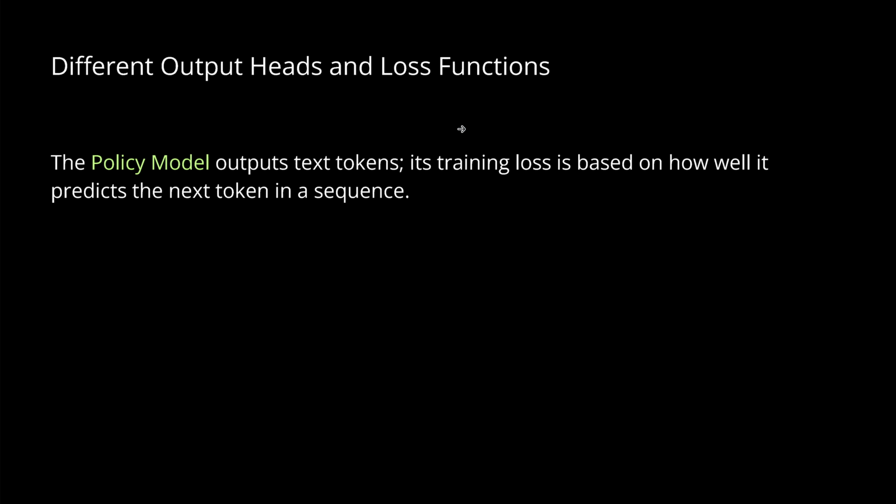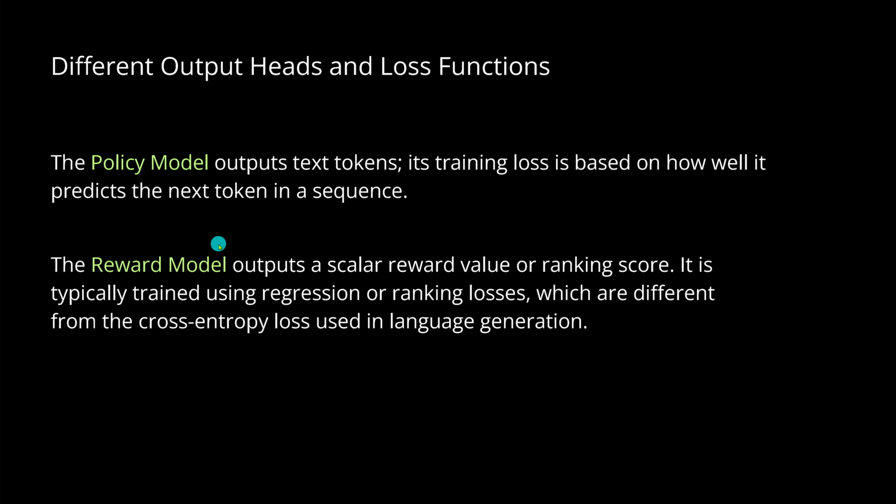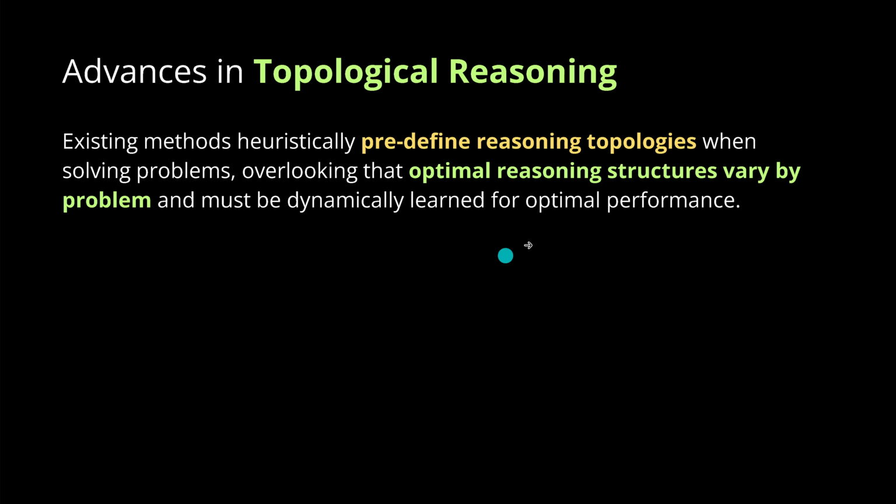If you're not that familiar, you know the policy model outputs text tokens. Its training loss, using a particular loss function, is based on how well it predicts the next token in a linear sequence. Now, normally the reward model outputs a scalar, a reward value, or a ranking score, whatever you like to call it, and is typically trained using a regression or a ranking loss function. And this is really different from the cross-entropy loss that we normally use for the prediction of the next language token in a linear sequence. But, of course, they have different heads. This is all topological reasoning.